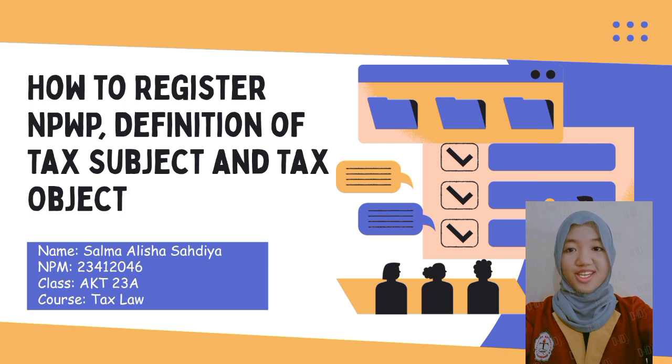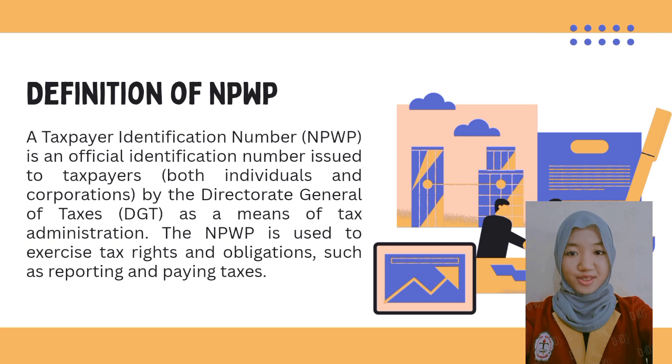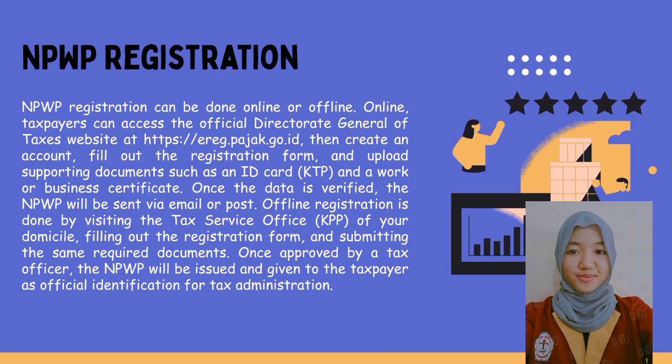Here, I will explain how to register an NPWP, and the definition of tax subject and tax object. Definition of NPWP. A taxpayer identification number, NPWP, is an official identification number issued to taxpayers, both individuals and corporations, by the Directorate General of Taxes, DGT, as a means of tax administration. The NPWP is used to exercise tax rights and obligations, such as reporting and paying taxes.